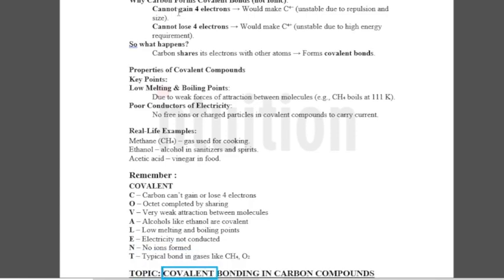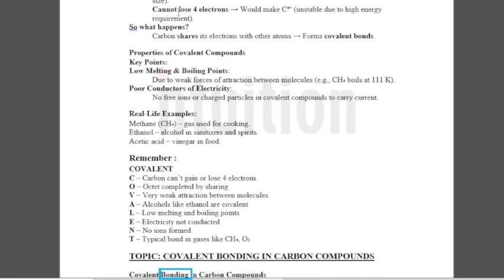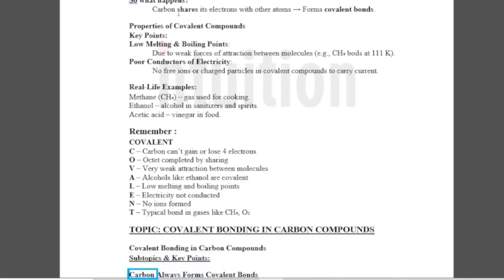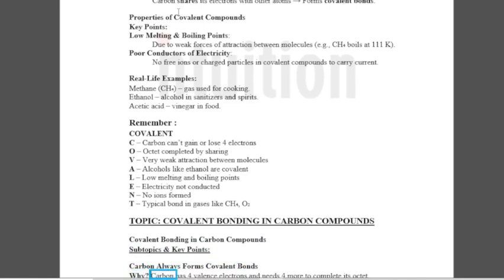Topic: covalent bonding in carbon compounds. Subtopics and key points. Carbon always forms covalent bonds. Why? Carbon has 4 valence electrons and needs 4 more to complete its octet.